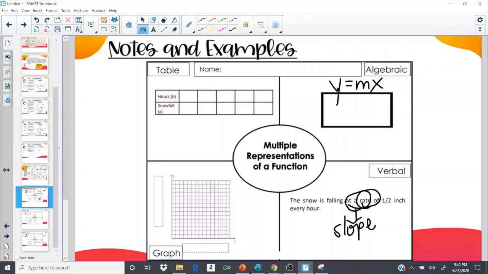So how much is the snow falling per hour? It's falling 1/2 inch. So 1/2 is actually your slope. You are going to substitute m in the equation with your slope. So y is equal to 1/2 x.